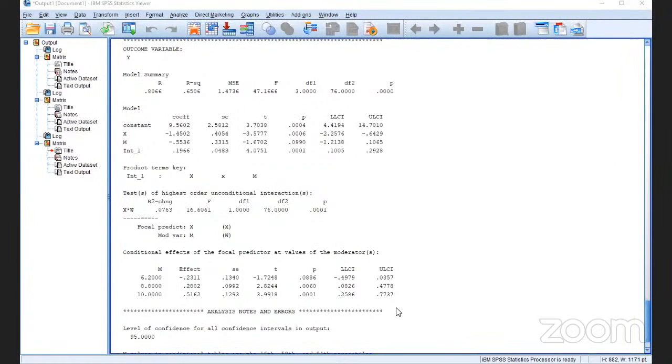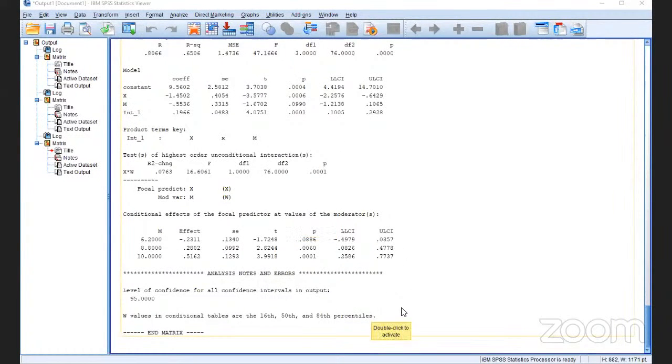So now I am taking the moderation, sorry, mediation.